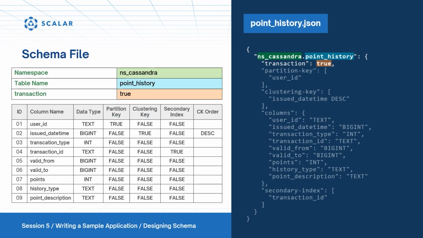Tables with the transaction field set to false are operated using a different API, called the storage API. We will cover the storage API in a different course, so for now we will set the transaction field to true for all tables under consideration.